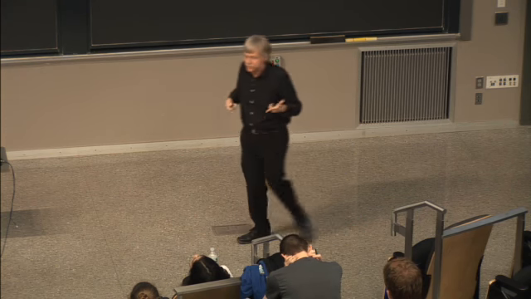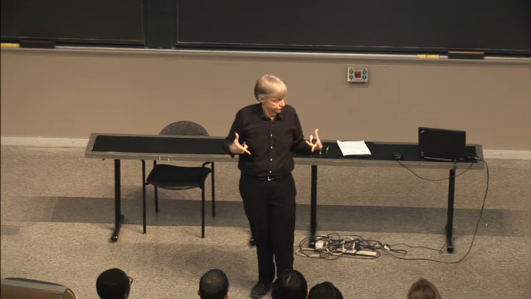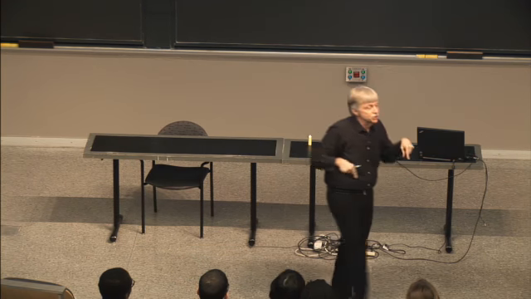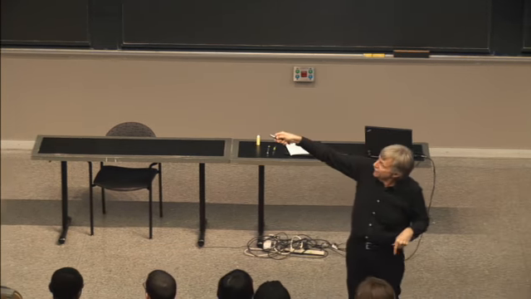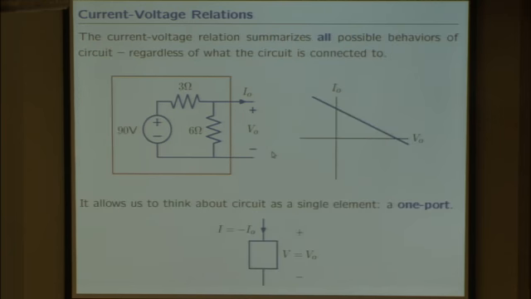So that's a very interesting pattern. The idea is that when the circuit on the left interacts with the circuit on the right, regardless of what the circuit on the right is, you get a simple relationship between the voltage and current that comes out of the circuit on the left. So that motivates the idea that we can think about the left-hand circuit as some kind of a generic part. We call that generic part a one-port.